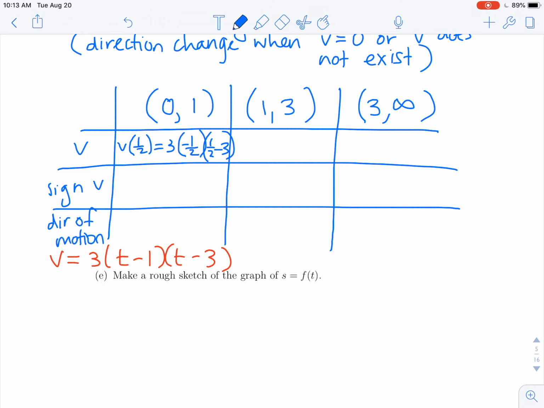So now to figure out the sign of the velocity overall, I have a positive, specifically 3, times a negative, times another negative. So overall my velocity is positive. So my direction of motion on the time interval 0, 1 is positive. And now I'm going to do the same thing, but for the other two chunks.